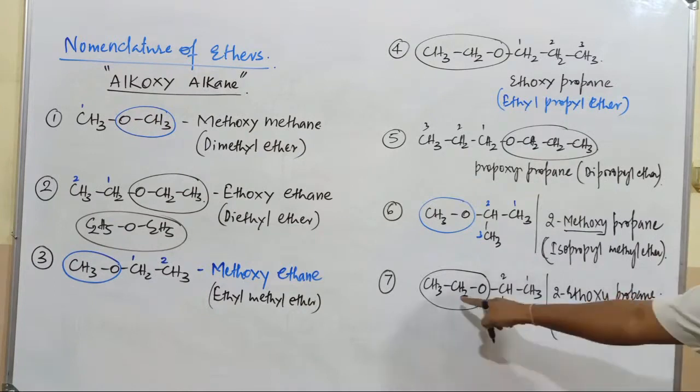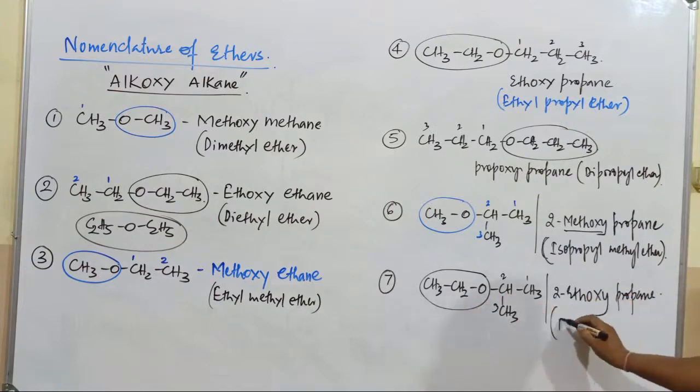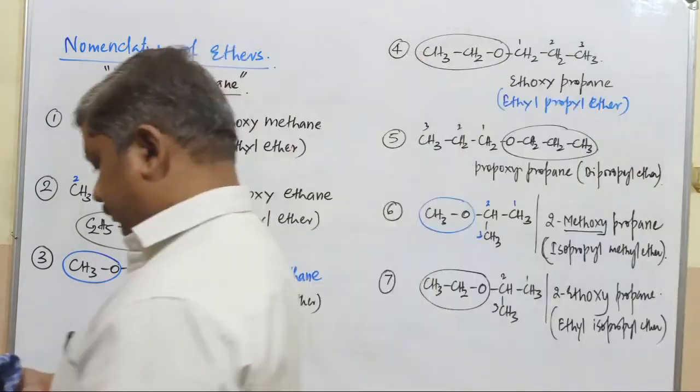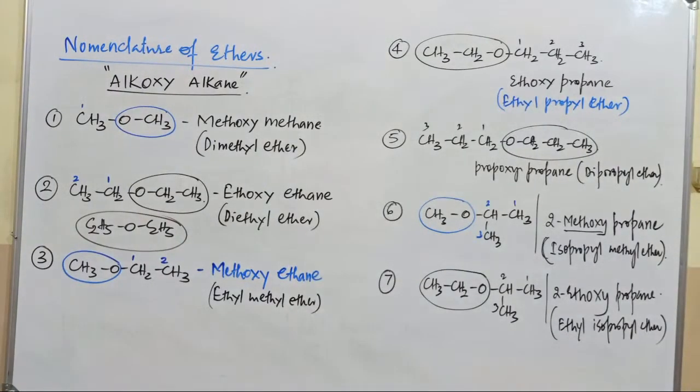What's the common name? This is ethyl, and this is isopropyl. Ethyl comes first, E alphabet, then isopropyl. Ethyl isopropyl ether is the common name of this compound. Copy it first, then we go to the next compound.